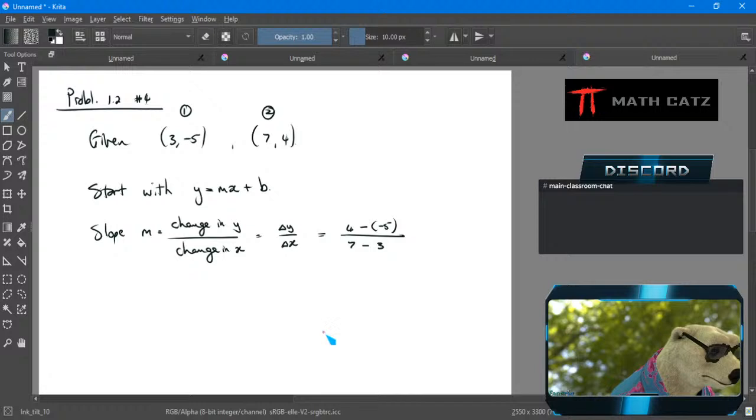This is going to be a fraction again, isn't it? Man, they just love their fractions. So I get 9/4. So a change of 9 units vertically corresponds to a change of 4 units horizontally. All right. I update.